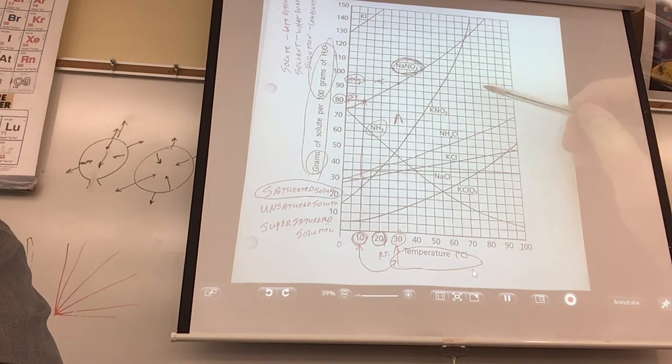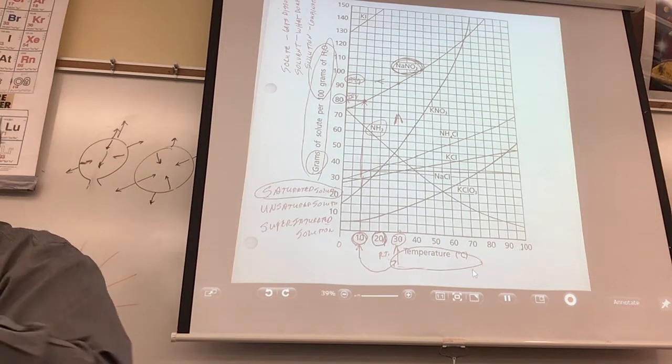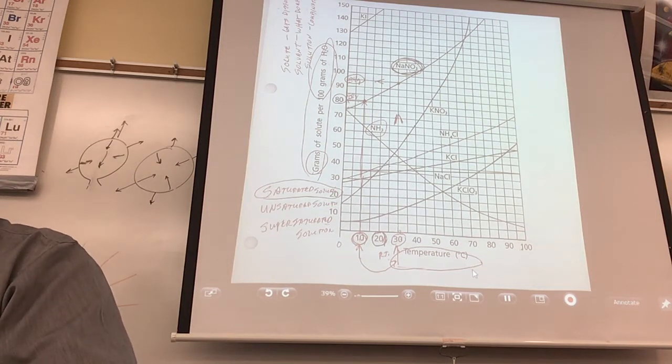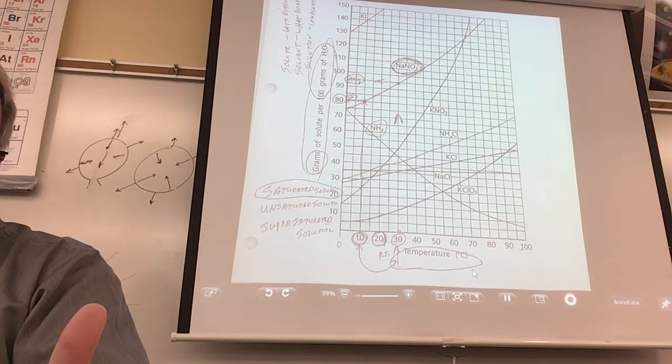Say it a little bit louder. It's only going to hold 80, isn't it? But you had 94 in there. So what's going to be at the bottom of the beaker? 14 grams. There'll be 14 grams of that chemical sitting on the bottom, right?